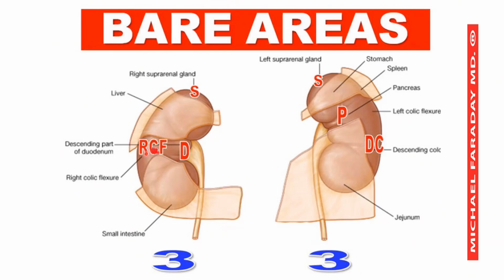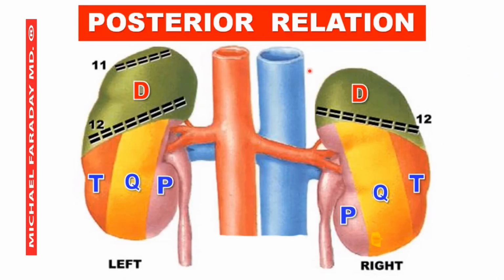We will look at the posterior relations of the kidney. We've already looked at the anterior relations of the kidney, for the left kidney and the right kidney. Now let's look at the posterior relations. We also look at the left kidney and the right kidney.